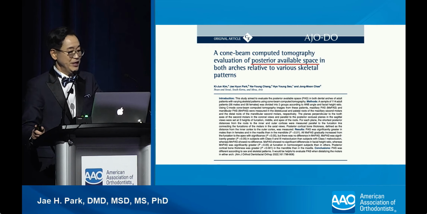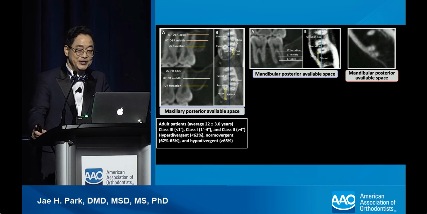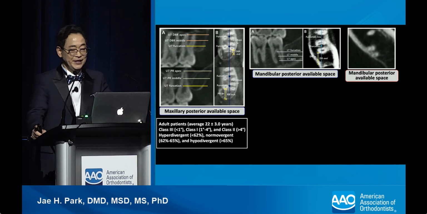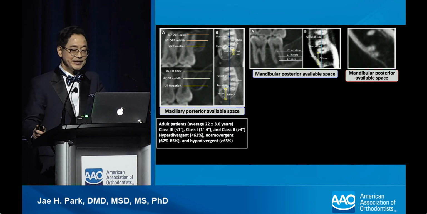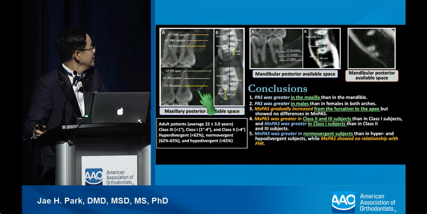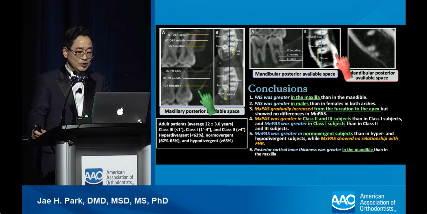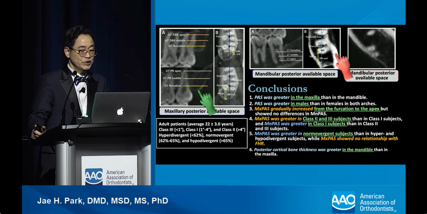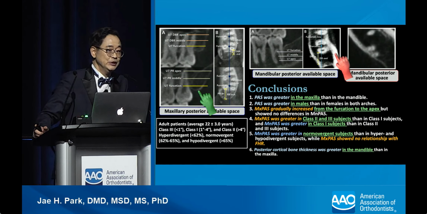In this study, we measured the posterior alveolar space, PAS, in both arches using CBCT. Using CBCT, maxillary PAS and mandibular PAS in adults were measured and compared relative to age, sex, and skeletal patterns. PAS was greater in the maxilla than the mandible, and the posterior cortical bone thickness, especially the inner cortex, was greater in the mandible. When you are considering total distalization of the mandible, please consider this.